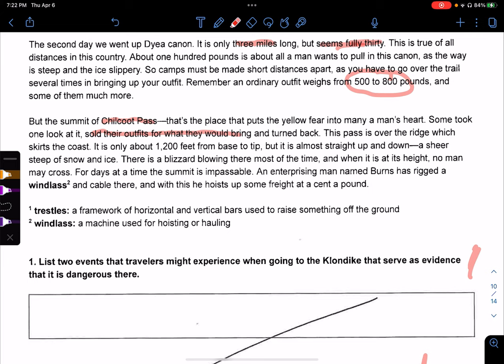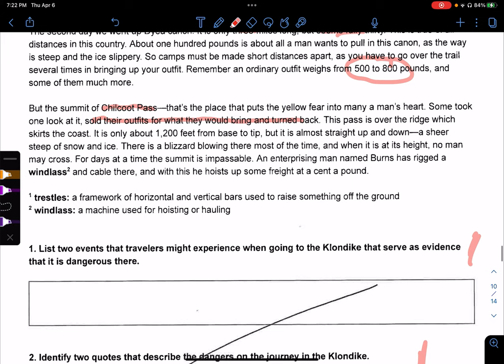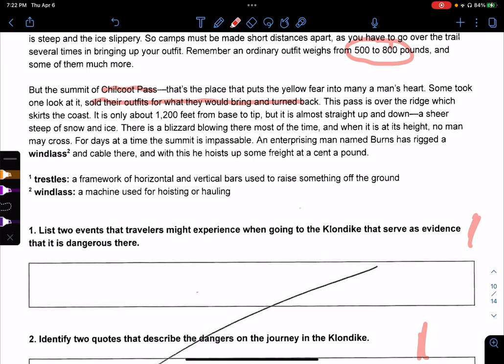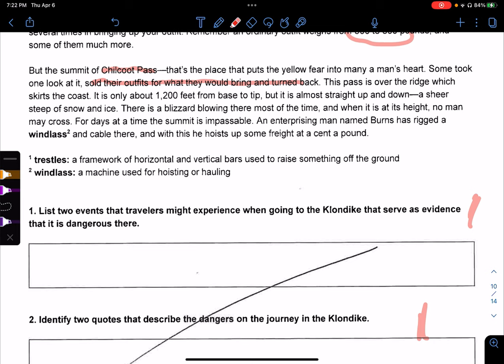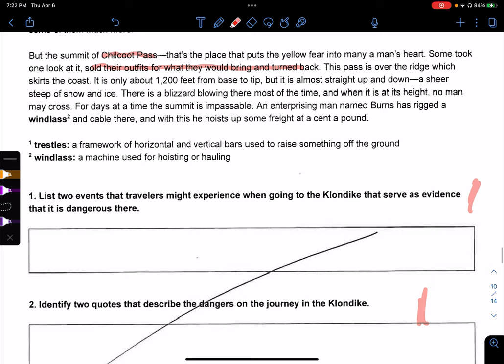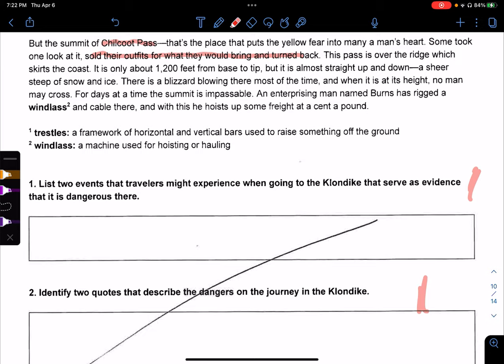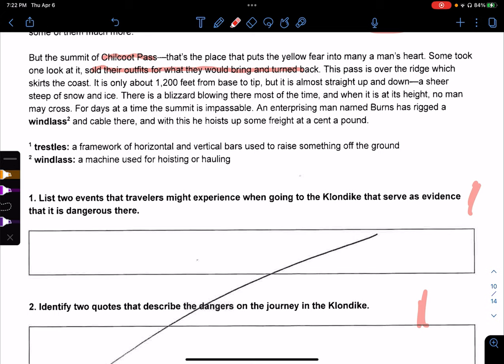The pass is over the ridge, which skirts the coast. It is only about 1,200 feet from base to tip, but it is almost straight up and down, a sheer steep of snow and ice. There's a blizzard blowing there most of the time, and when it's at its height, no man may cross. For days at a time, the summit is impassable. An enterprising man named Burns has rigged a windlass and cable there, and with it he hoists up some freight at a cent a pound. So if you want to do 100 pounds, you have to pay a dollar.